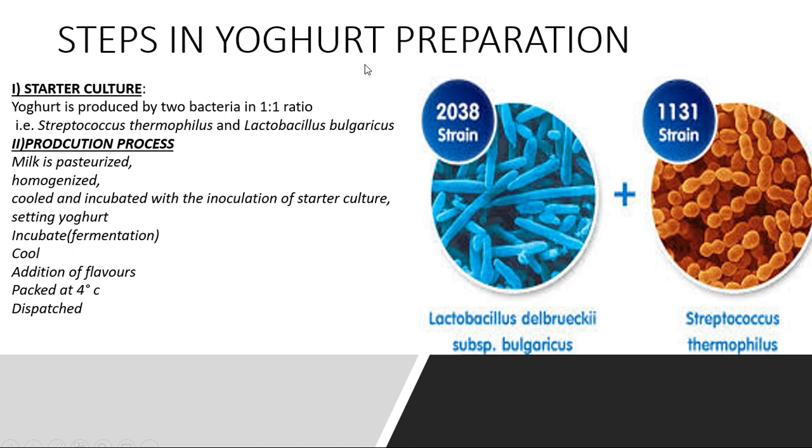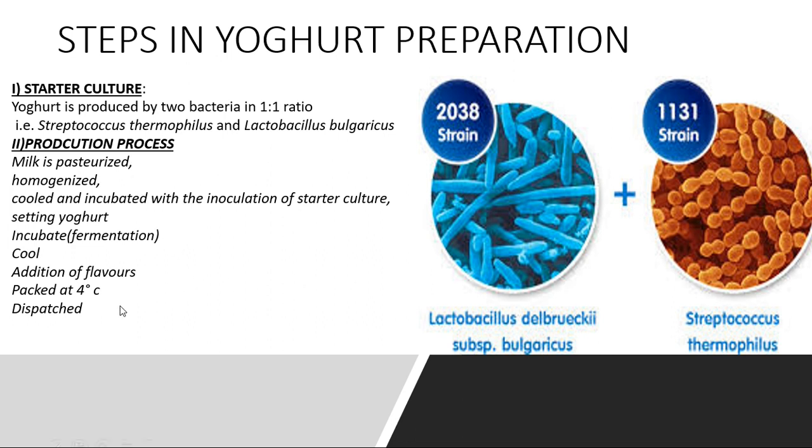The starter cultures of yogurt are also called yogurt cultures. Here remember, two bacteria are required. One is Streptococcus thermophilus and the other is Lactobacillus bulgaricus, and both are taken in equal ratio, that is 1:1. So let's come to the production process.